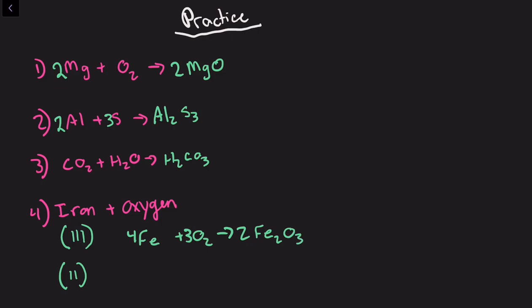Now if we had iron 2 instead, which is less common, but it's still possible, now our coefficients would change, and so would our product. We'll have 2 iron plus our diatomic element again, giving us 2 iron oxide.